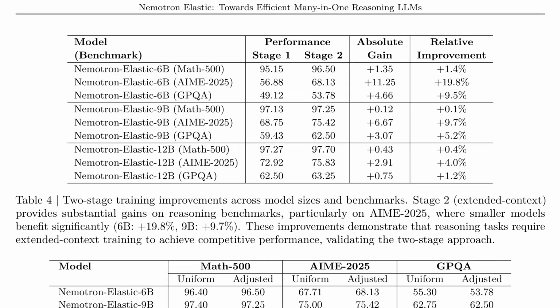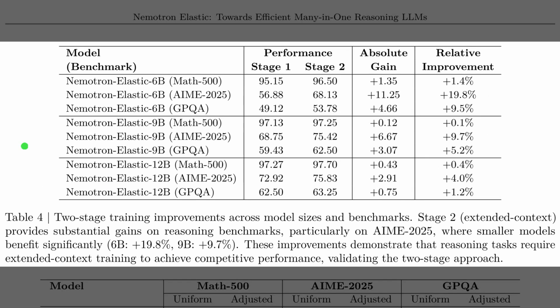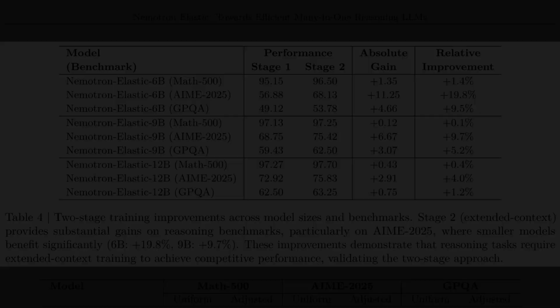So while Table 5 focused on sampling strategies, Table 4 breaks down how the two-stage curriculum boosts accuracy. Stage 2, which adds extended context training, improves performance for every model size and benchmark. The 6 billion model gains the most on AIME 2025, jumping about 20% relative. Even the 12 billion model still picks up a few extra points, which shows that long context reasoning practice is crucial for competitive scores.